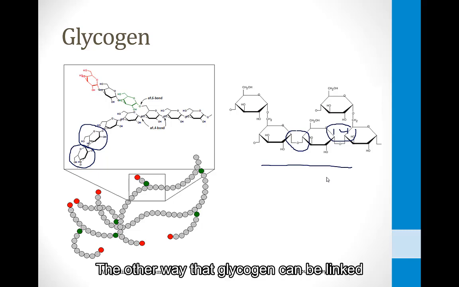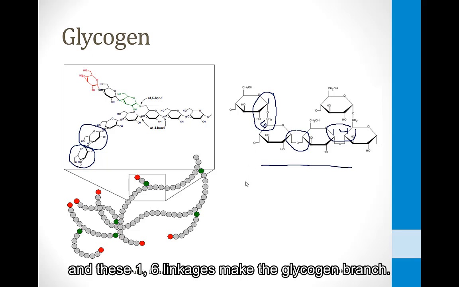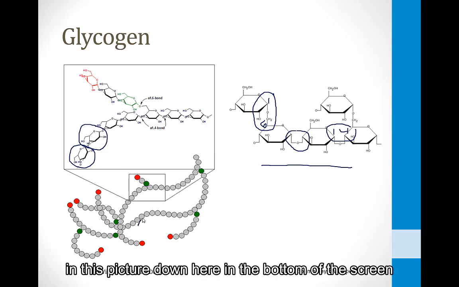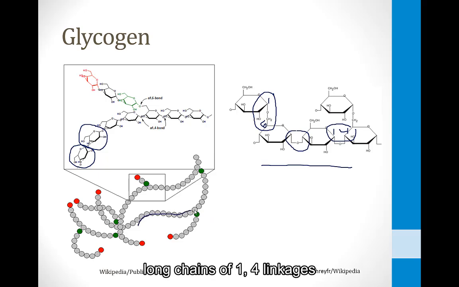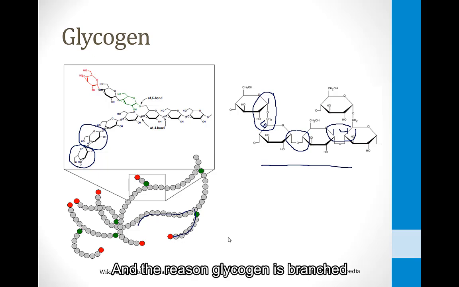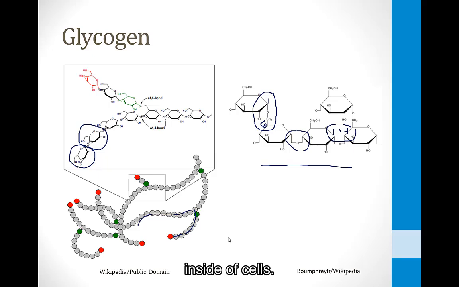The other way that glycogen can be linked is by the 6 carbon right here and the 1 carbon of another sugar, and this is called a 1,6 linkage. These 1,6 linkages make the glycogen branched, and that's why you see in this picture down here at the bottom of the screen long chains of 1,4 linkages, and then occasionally a branch into a 1,6 linkage. The reason glycogen is branched is because this makes it more soluble, and it makes it possible for the body to store more of it inside of cells.